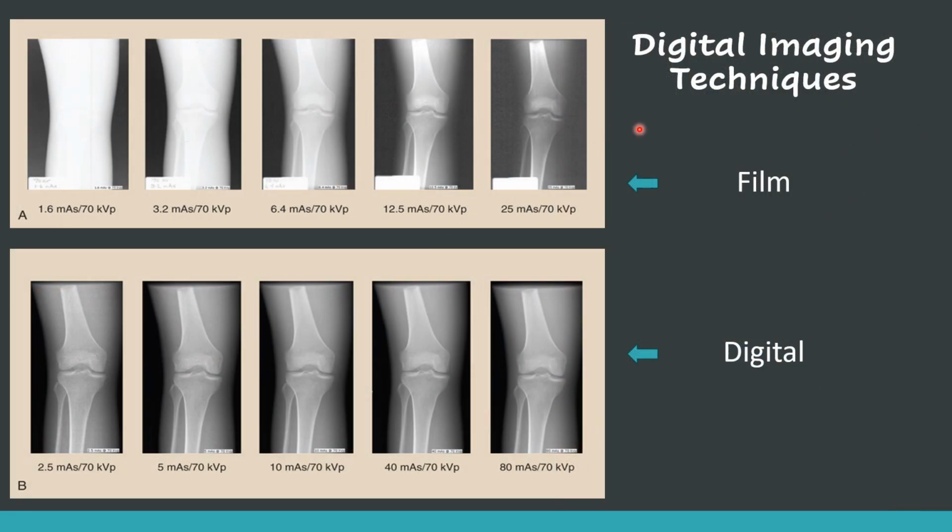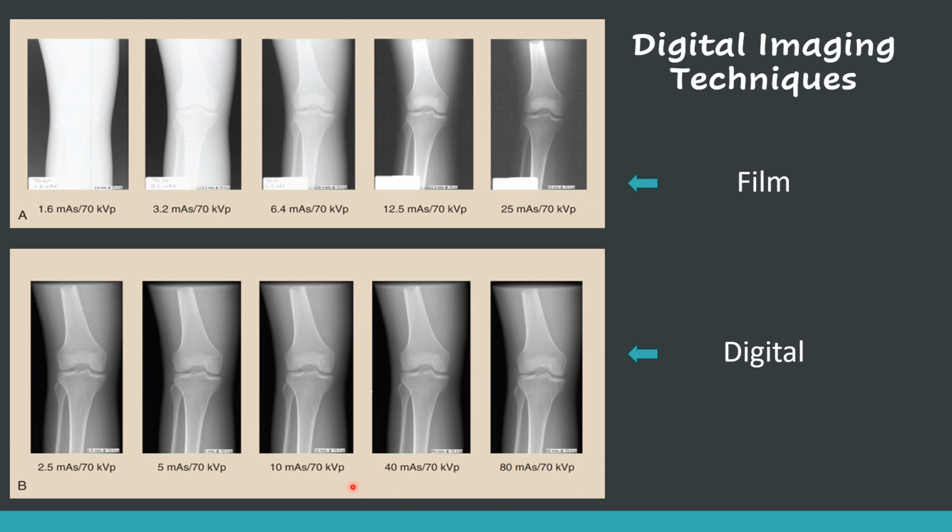So digital imaging techniques, a comparison with film. With film, you really had to know your technique. If we use 70 kVp at 1.6 mAs, the image is underexposed. Here at 25 mAs at 70 kVp, the image is overexposed. You can't really see the soft tissue. So techs before really had to know their techniques. Here we have 70 kVp at 6.4 mAs, 70 kVp at 12.5 mAs. Even though the mAs is doubled, both of these images would be acceptable.